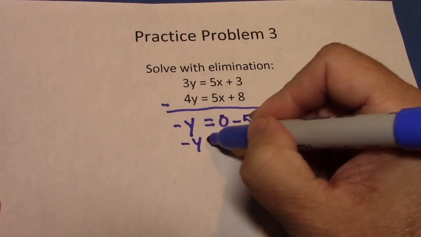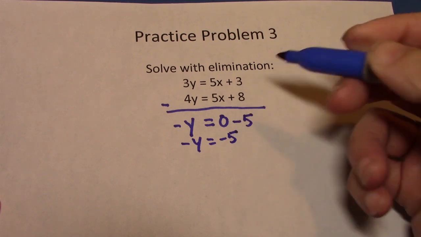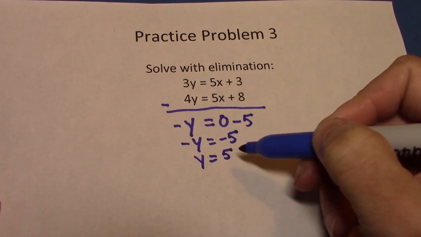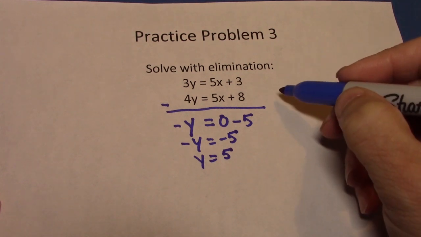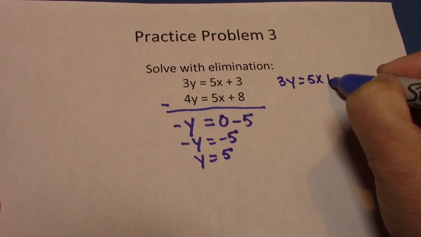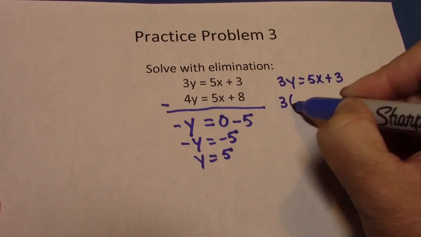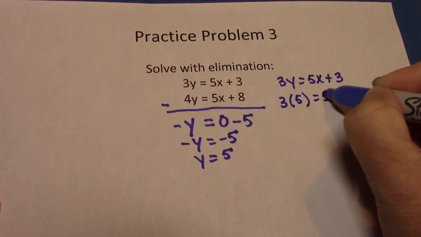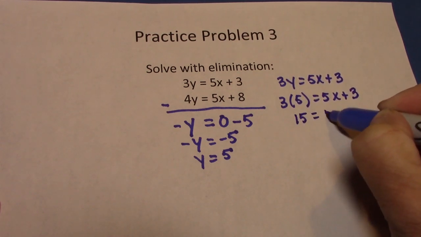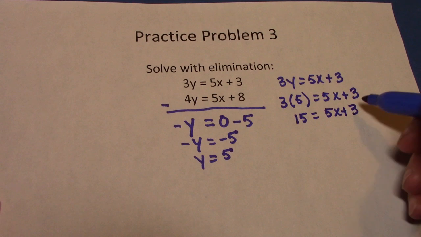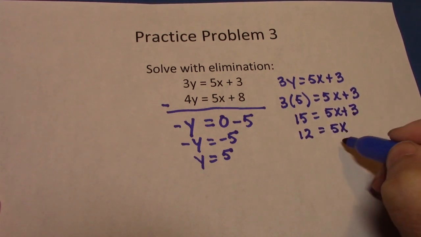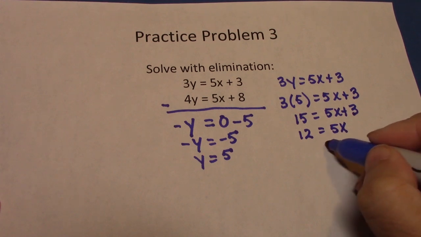So negative y equals negative 5. Divide both sides by negative 1. That gives us y equals 5. So if y equals 5, I'm going to take one of the original equations, and we'll put 5 in for y. Now we have 15 equals 5x plus 3, subtracting 3 from both sides, and dividing by 5.